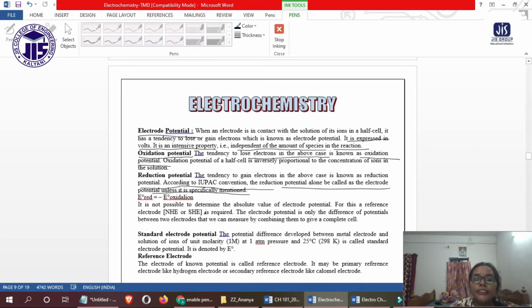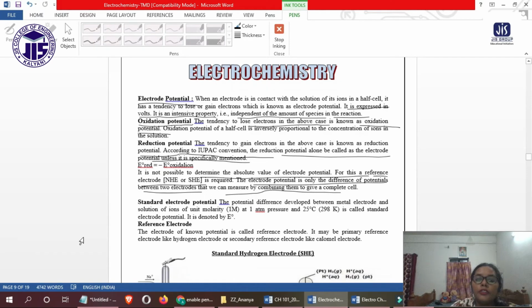Okay, so it is not possible to determine the absolute value of the electrode potential. For this, we can use the standard hydrogen electrode as the reference electrode. The electrode potential is only the difference of potentials between two electrodes, that we can measure by combining them into a cell. If we combine them and construct a cell, at that time we can get the difference in potential.